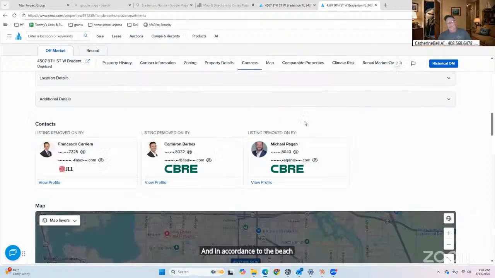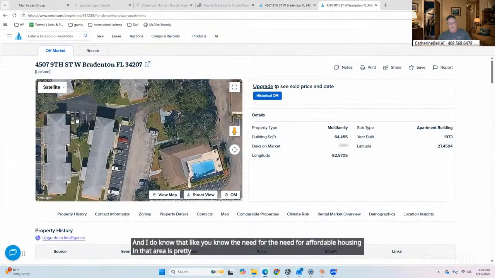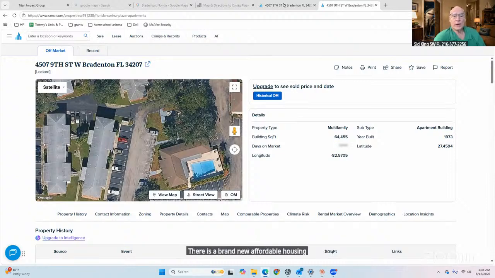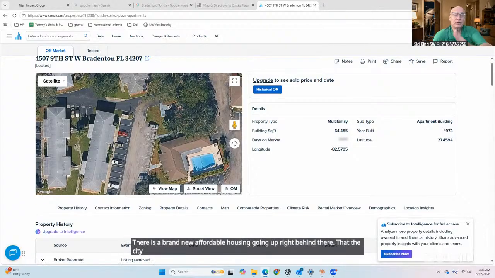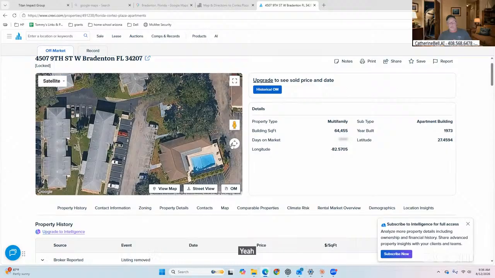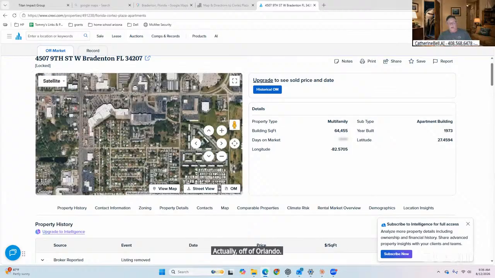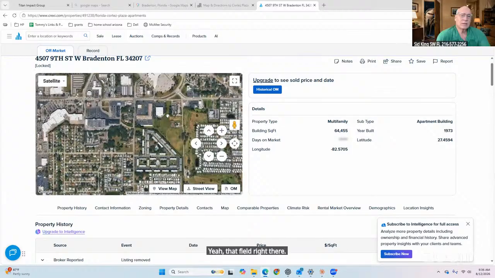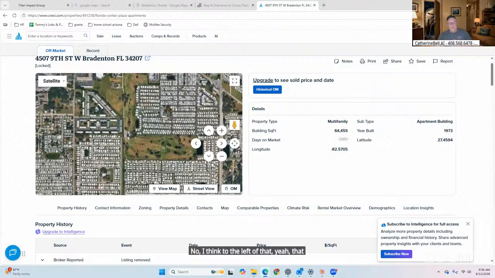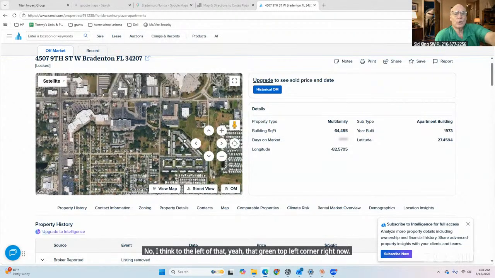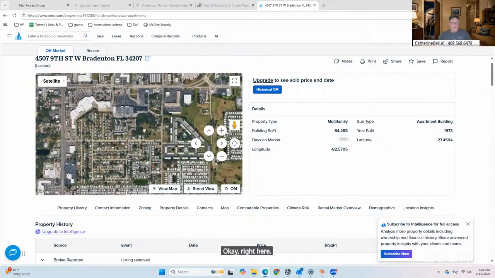And I do know that the need for affordable housing in that area is pretty significant. There is brand new affordable housing going up right behind there. If I expand out, you can see it, off of Orlando. That green patch, almost in the middle, right there. Oh, okay, it's right here. Got it.